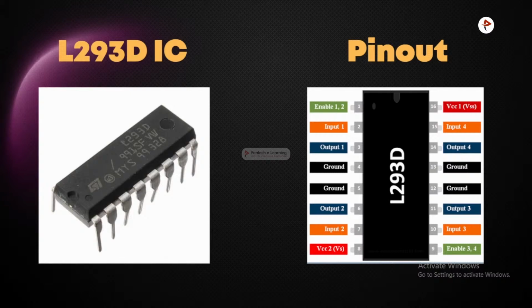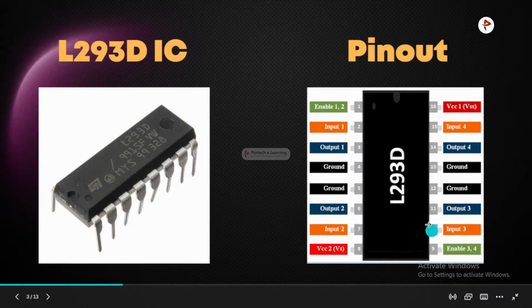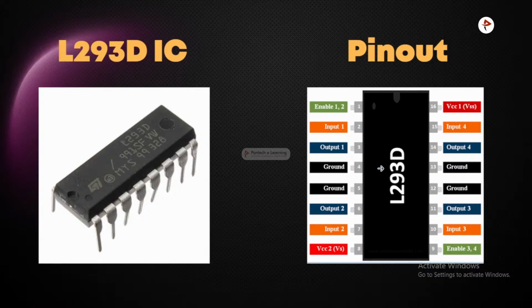Then speed control pins, which are nothing but enable pins. The speed control pins enable 1, 2 and enable 3, 4 are used to turn on or off the motors and control their speed. Pulling these pins high will cause the motors to spin, while pulling them low will stop them. But with pulse width modulation, you can actually control the speed of the motors.